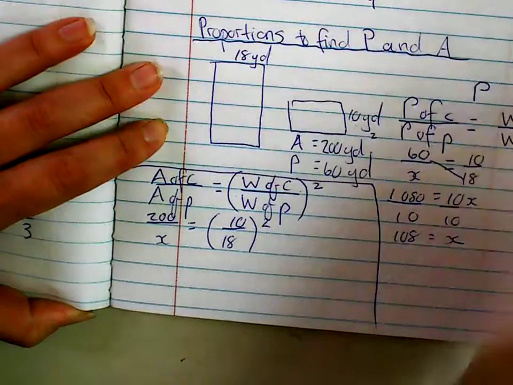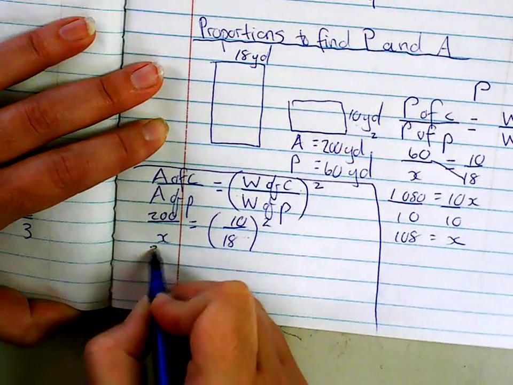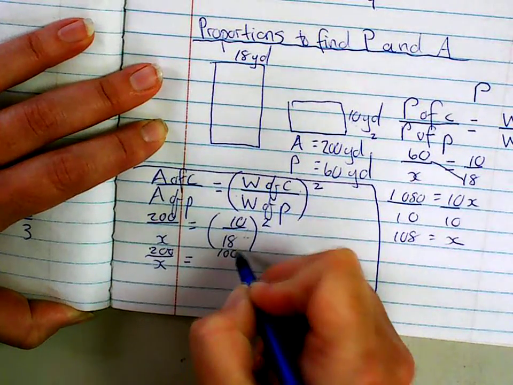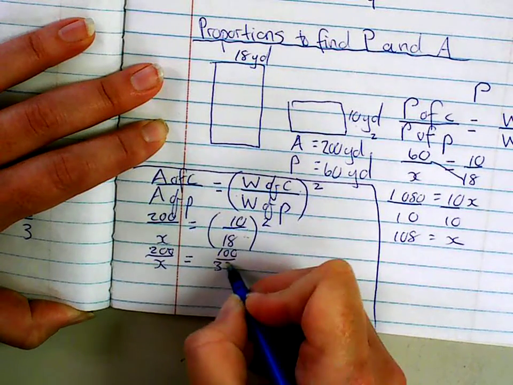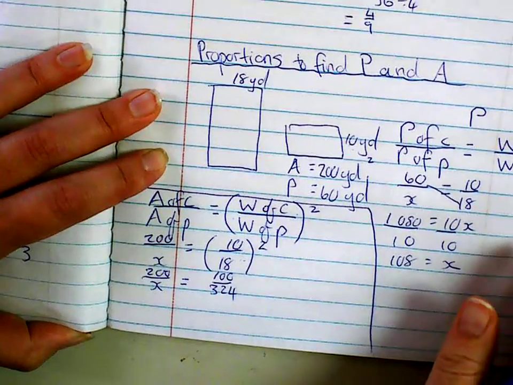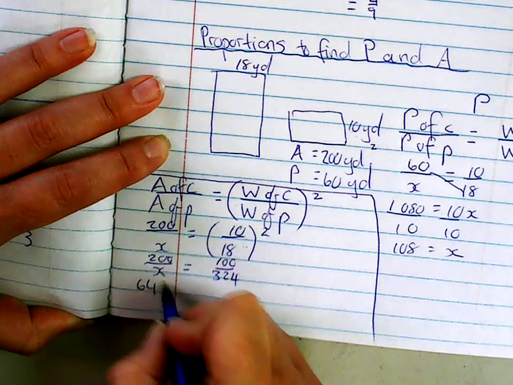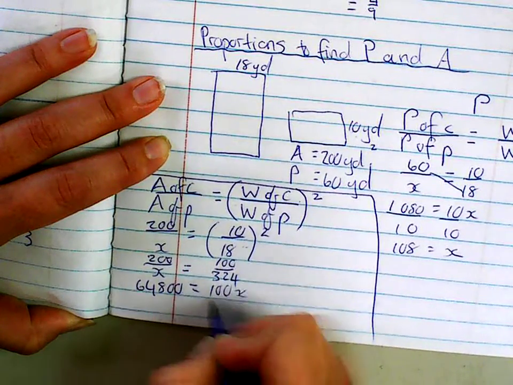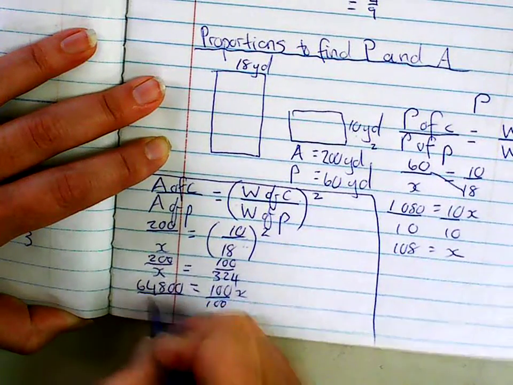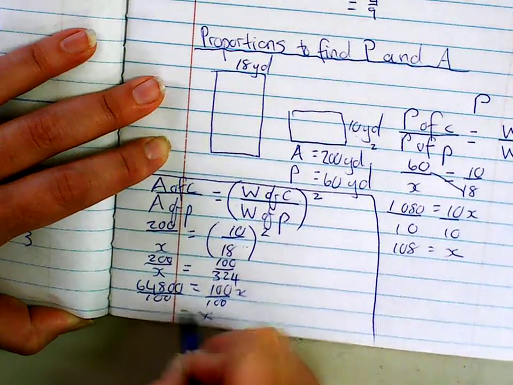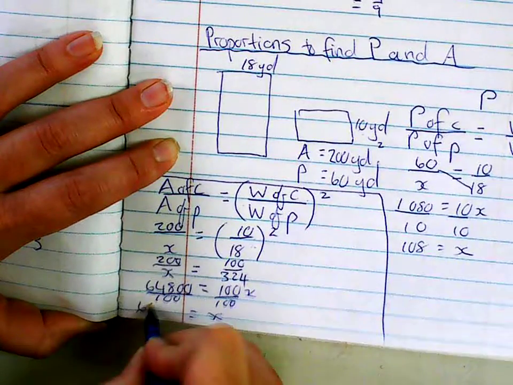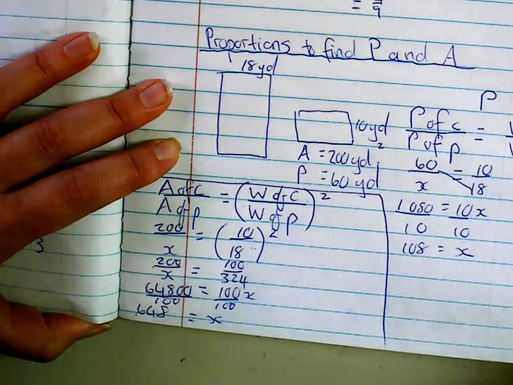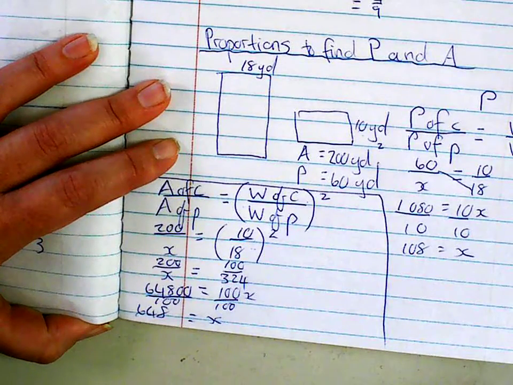So now before we cross multiply, we've got to multiply this. So it's 200 over x equals 100 over 324. Now I cross multiply and get 64,800 equals 100x, divided by 100, divided by 100. X turned out to be 648 square yards. Square yards, because we are working with area.